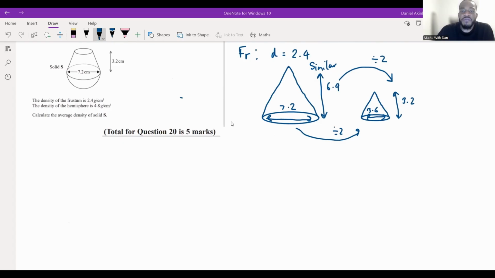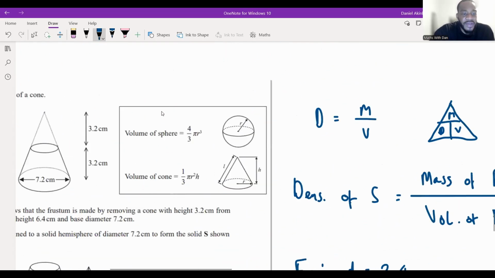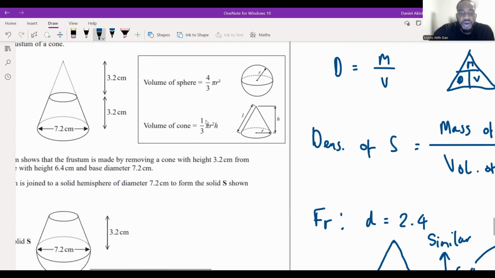So I'm gonna say volume of frustum is going to equal volume of large cone take volume of small cone. Now, what is that equal to? Well, let me just be clear. The formula, right, is 1/3 pi r squared h. Now, be careful. R squared, the radius.